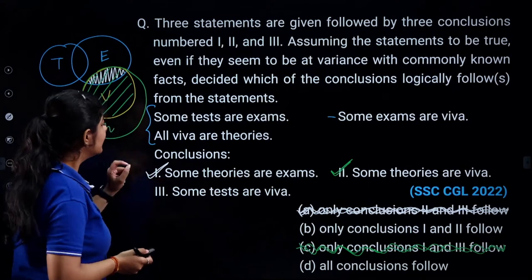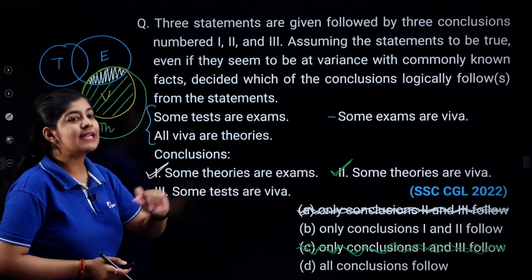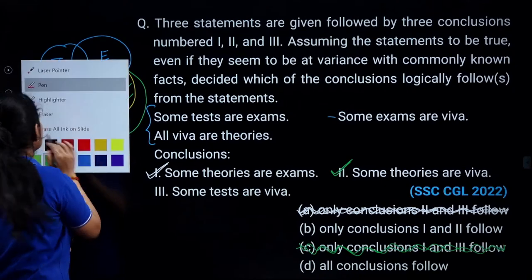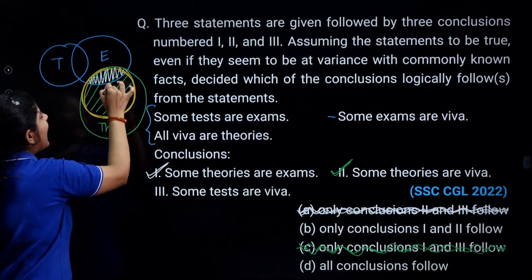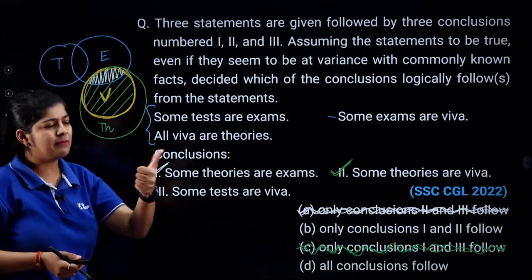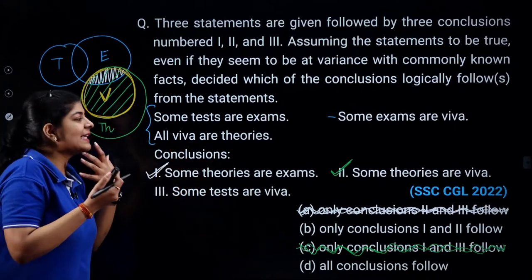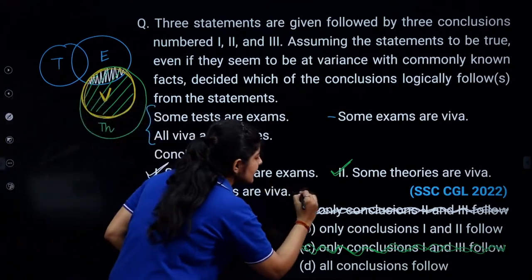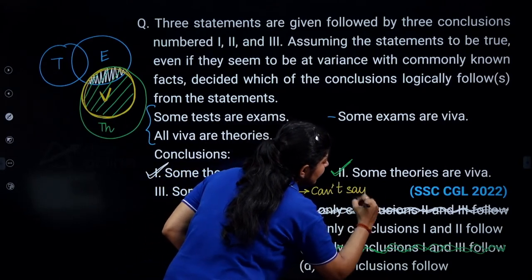Now the third one, the last conclusion that we need to check. Some tests are viva. So basically this is test and this yellow one is viva. Are we having any relationship between test and viva? It may be direct or indirect. Do we have that? No. So can we say anything regarding these 2 entities? No. So we just simply consider it as a can't say condition.